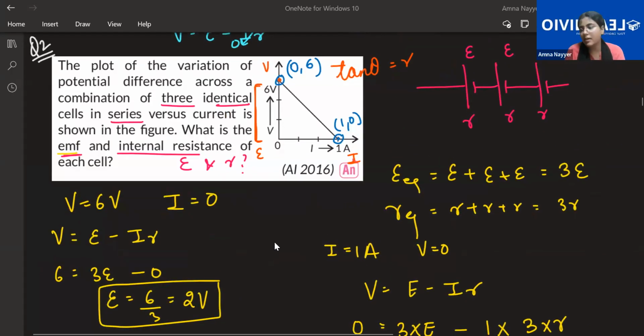Now we will straight away start with series and parallel connection of cells. Before that, I'll just discuss this part, means this topic, equivalent connection of cells in series and parallel. This I'll discuss.